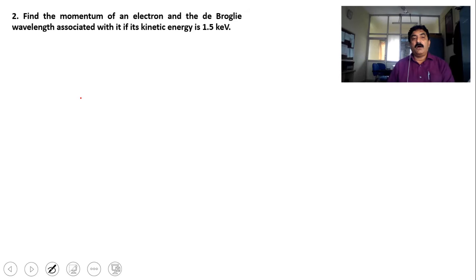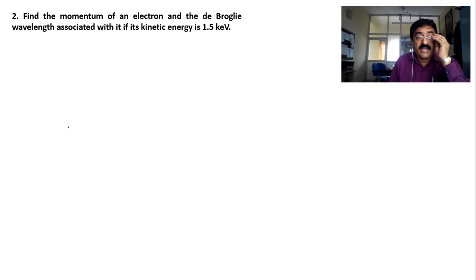Find the momentum of an electron and the de Broglie wavelength associated with it. Of course, here also it is electron only. Its kinetic energy is given. Dear students, exactly similar to the previous problem. First, you find out the lambda for 1.5 keV.